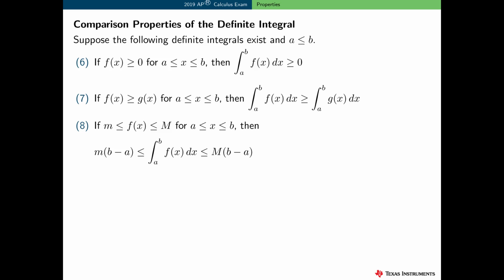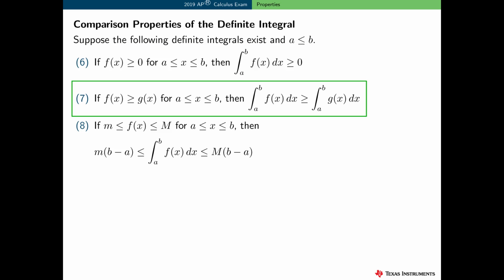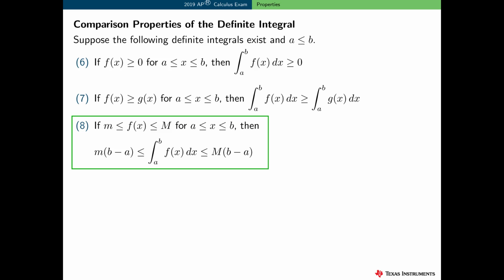Here are a few more properties of definite integrals, and all of these involve comparisons. Let's suppose the following definite integrals exist, and a is less than or equal to b. If f is greater than or equal to 0, then the definite integral of f is also greater than or equal to 0. If f is greater than or equal to g, then the definite integral of f is greater than or equal to the definite integral of g. And if we can bound f above and below, then we can also bound the definite integral from a to b of f of x dx.